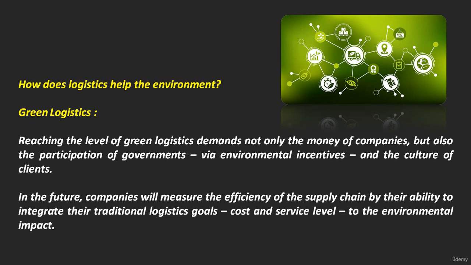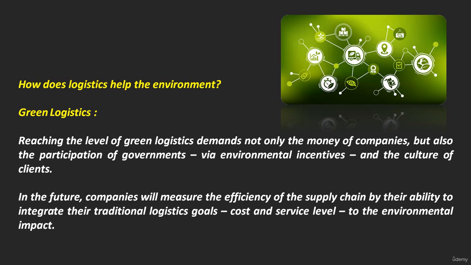To reach a greener economy, companies must choose how much they can modify their activities and include the environmental impact in their strategic and operational plans, which will probably impact their business, as well as the challenges of finding models that balance different issues: reduction of cost, improvement of service levels, definition of an adequate inventory level, and the decrease of the carbon footprint of logistics operations. In the future, a major number of companies will measure the efficiency of the supply chain by their ability to integrate their traditional logistics goals, cost and service level, with the environmental impact.